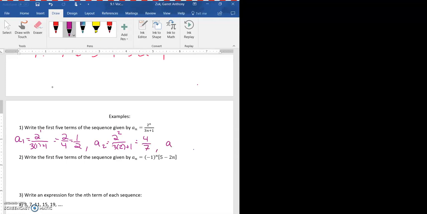A sub 3: now we've got 2 cubed over 3 times 3 plus 1. So that's 8 over 10, which simplifies to 4/5. So I've got the first 3 terms in my list: 1/2, 4/7, 4/5, in that order. I'll leave it to you. Go ahead and find terms number 4 and 5, just doing the same thing.